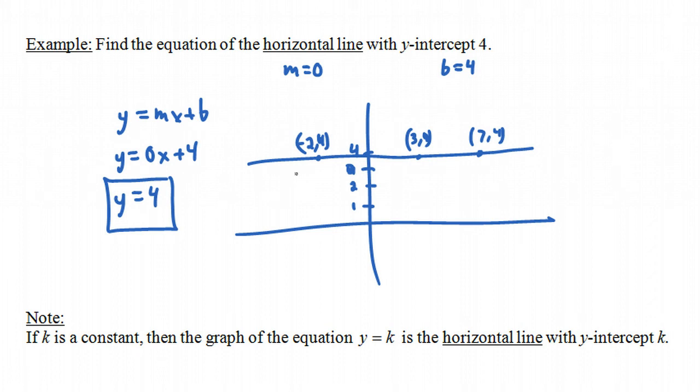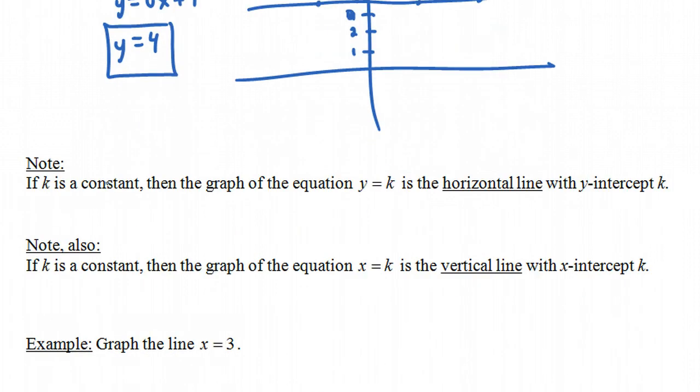Okay, same thing with (7, 4). If 7 goes in for x, well, there's nowhere to even plug in 7. But if we put in 7 for x and 4 for y, this is true. So any point on this line has the y coordinate being 4, and so that will be on the equation y equals 4.